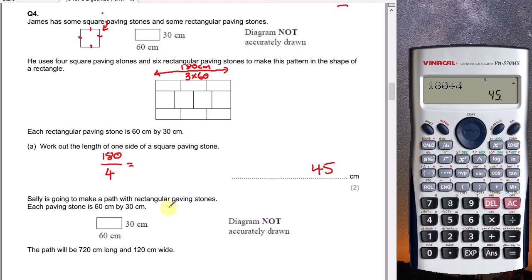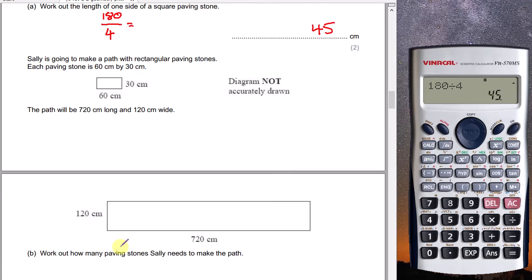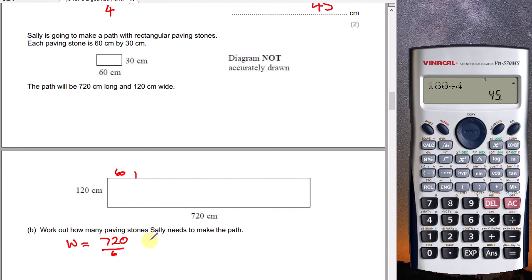Each point was 6 by 3, 120 wide. How many does she need? Right, so it's how many 60s are needed along here. So 720, so the width is the 720 divided by 60. So this is the total number of blocks divided by 1, and that says that we're going to need to divide by 60. 720 divided by 60 should be 12.